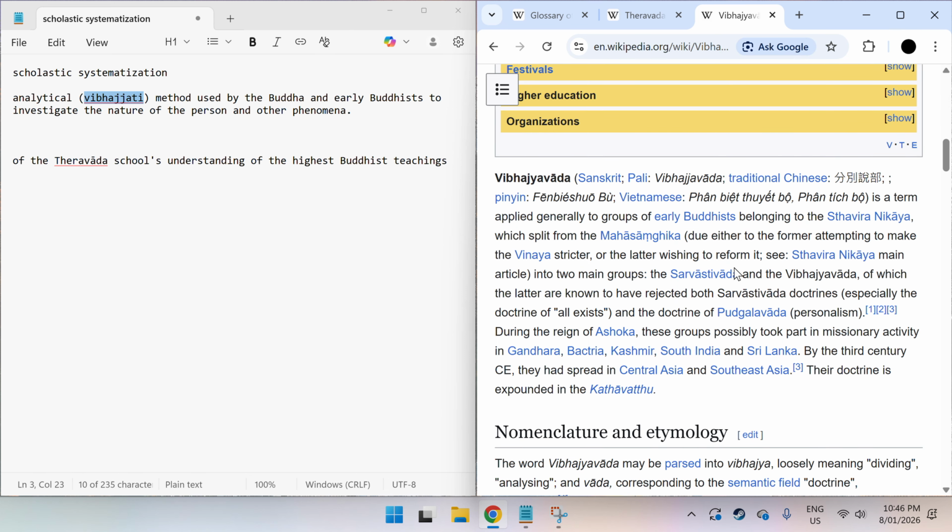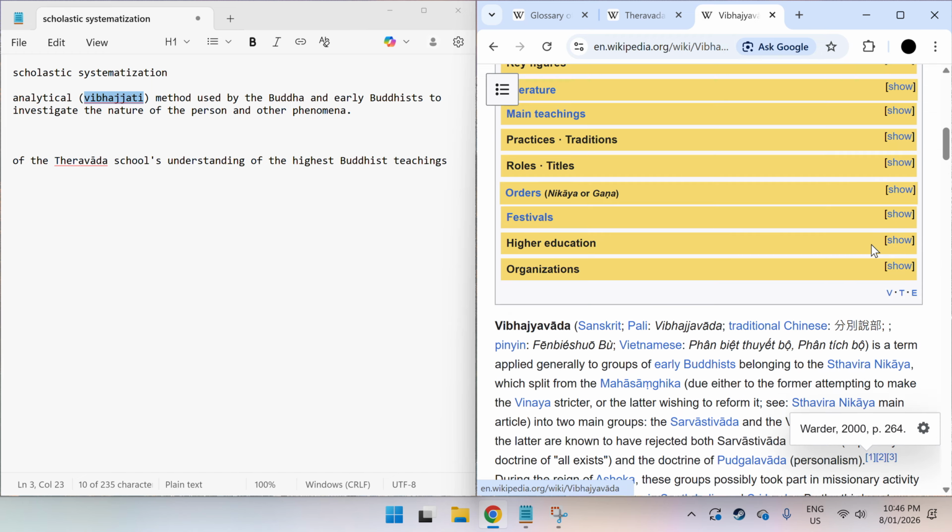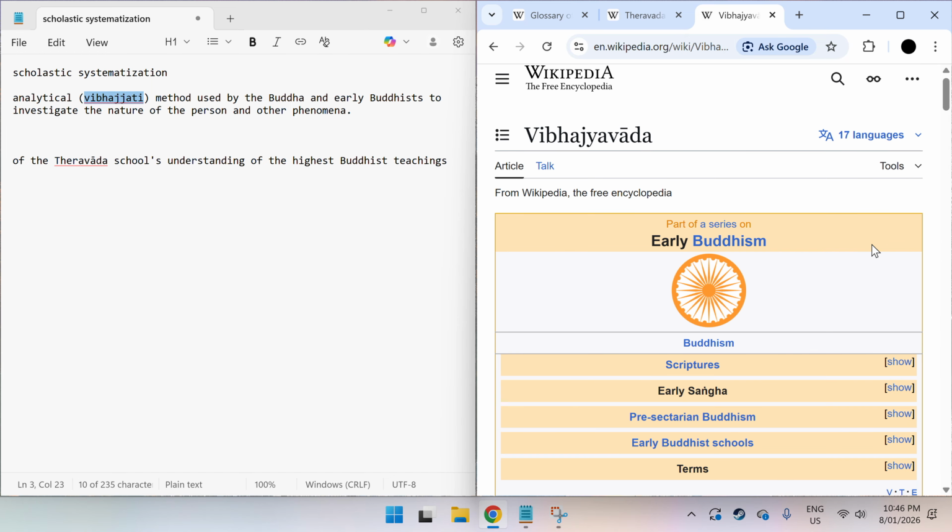Let's have a look at this. It is a term applied generally to groups of early Buddhists belonging to the Sthavira Nikaya, which split from the Mahasamghika. Okay, I don't think this is what we're looking for.